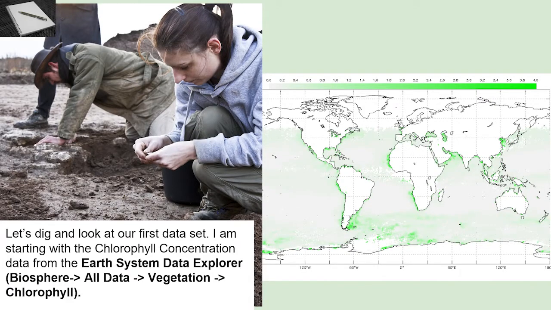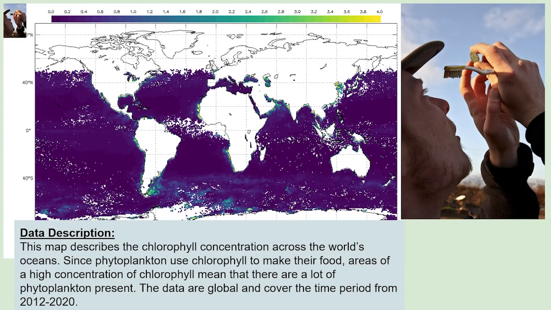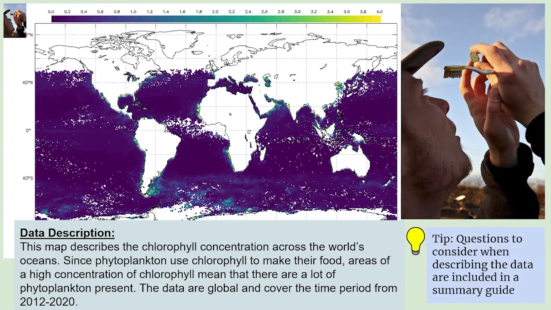I'm going to start with the chlorophyll concentration data from the Earth System Data Explorer. And you can find these data under Biosphere, All Data, Vegetation, and Chlorophyll. This data describes the chlorophyll concentration across the world's oceans. And since phytoplankton use chlorophyll to make their food, areas of high concentration of chlorophyll mean there are a lot of phytoplankton present in that part of the ocean. The data are global, and they cover a time period from 2012 to near present.